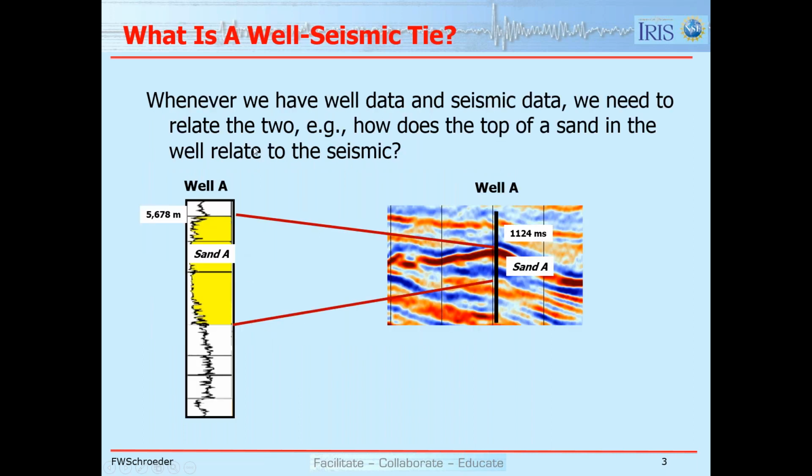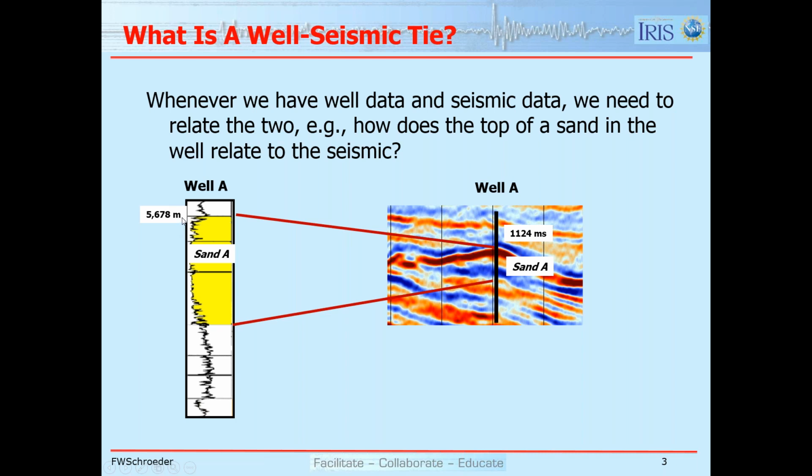So a well seismic tie, whenever we have well data and we have seismic data, we would like to relate the two of them. And so we have well A here, and we have the top of a sand. We'll call it sand A. It's at a certain depth in meters. And here's where the well is located on the seismic line. And so we would like to know what event on the seismic, a peak or a trough or a zero crossing, corresponds to that top of sand.